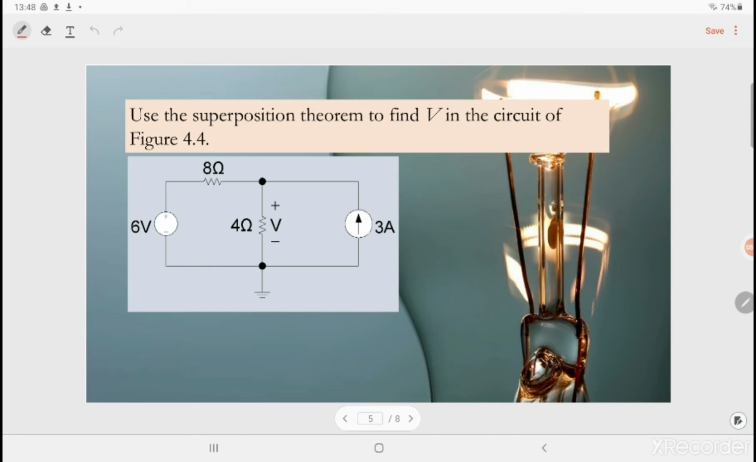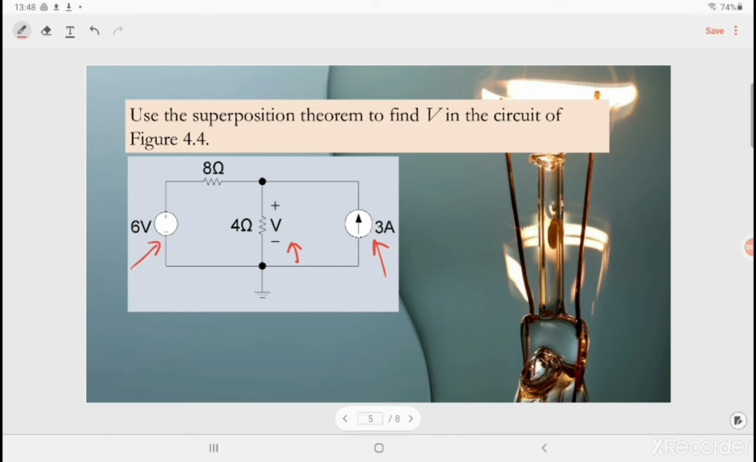We go to the example. You need to use the superposition theorem to find V in the circuit of figure 4.4. So this is the V that you need to find. If you see in this circuit, you have two sources over here. The first one is a 6 volt voltage source. The second one is a 3 ampere current source. Both are independent sources, so we know that we can apply the superposition theorem for this circuit.